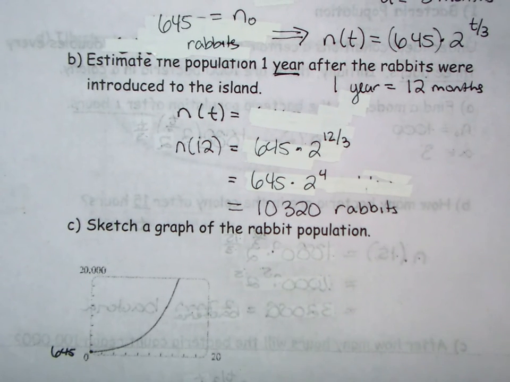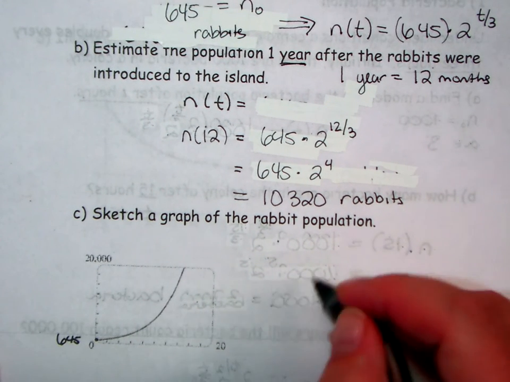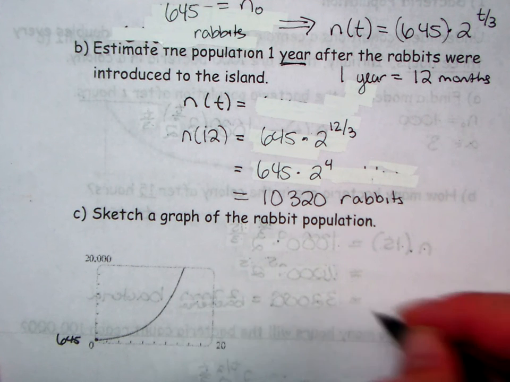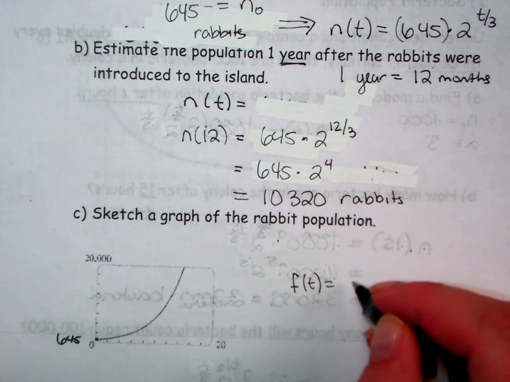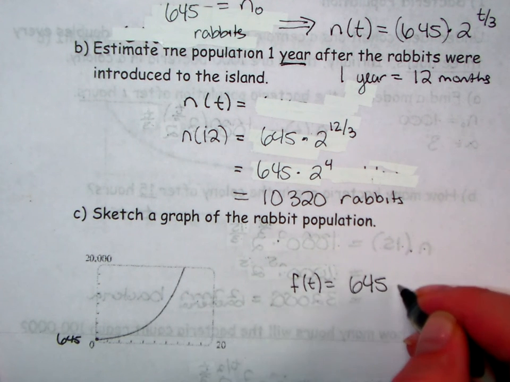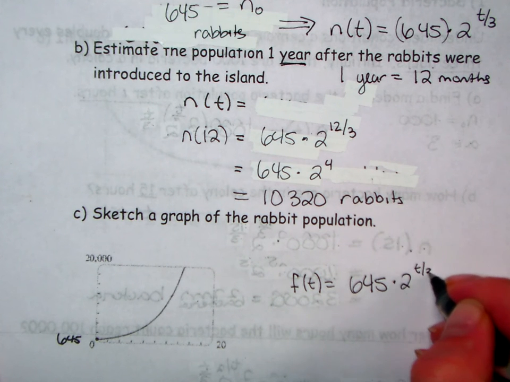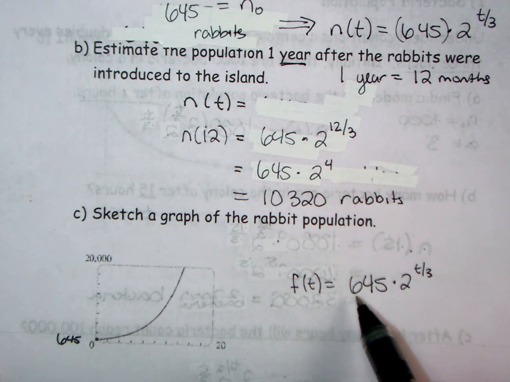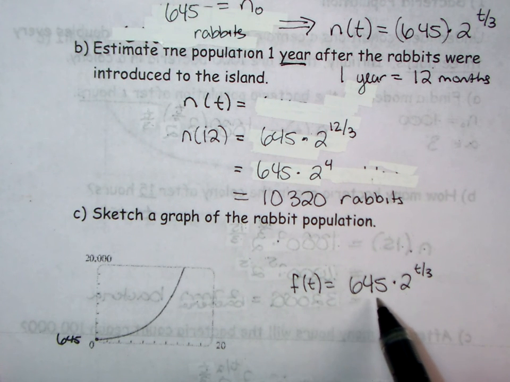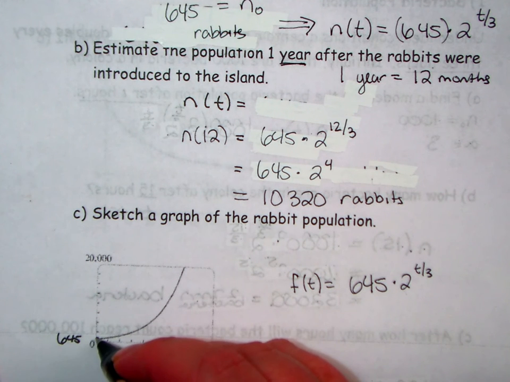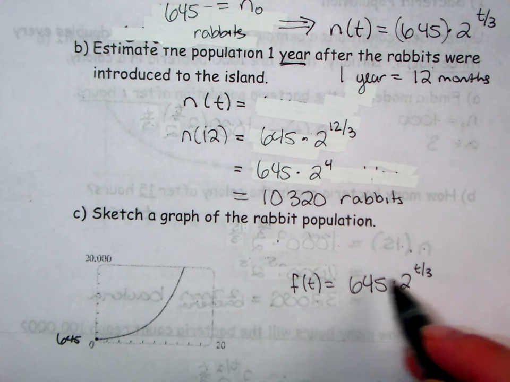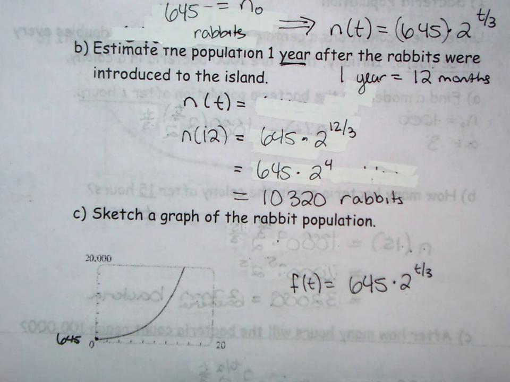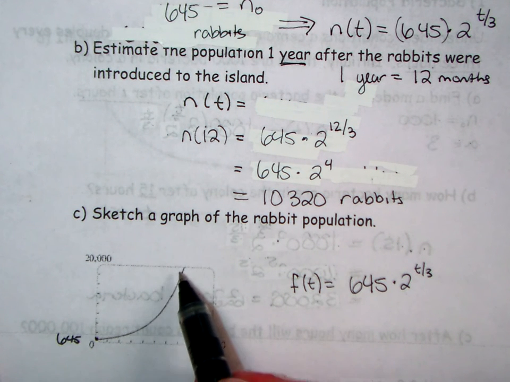It's going to be exponential. Okay, so remember, we have this initial value of our exponential function, and so when time is 0, if I were to plug 0 in there, I get 2 to the 0, which is 1, and so this graph should start off with a y-intercept of 645, and then you should see it just growing exponentially.